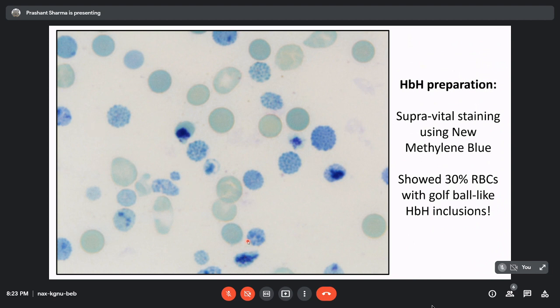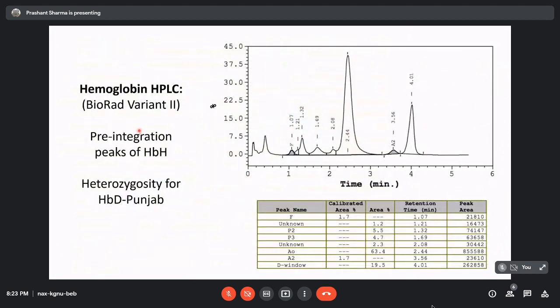So we're looking at an HbH disease, but in a 60-year-old with just a 6-month history. So these are the golf balls. An HPLC was done next, and this showed pre-integration peaks of HbH, and in addition, because he was from Haryana, he also showed heterozygosity for hemoglobin D Punjab.